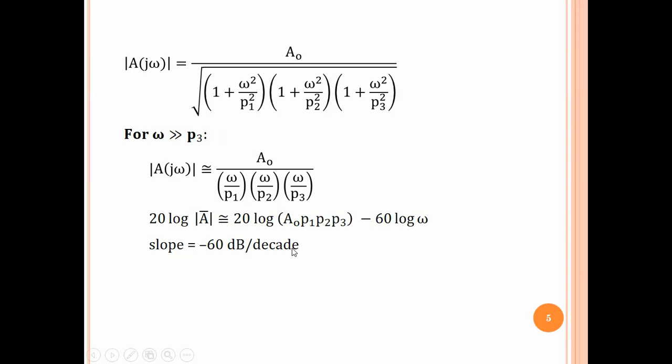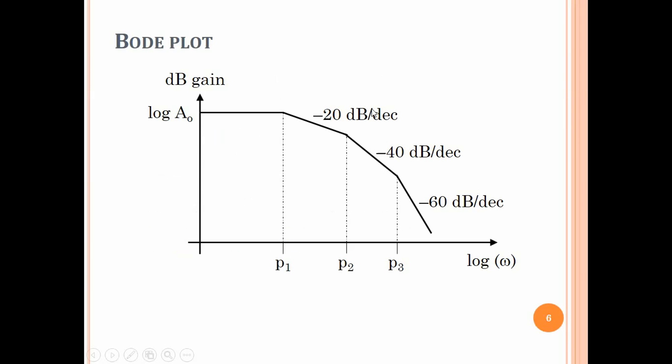So the slope becomes steeper and steeper with increasing frequency for this transfer function. So the Bode plot looks like this: flat for low frequencies, after P1 minus 20 dB per decade, after P2 minus 40, after P3 minus 60. This transfer function is actually very common in high gain amplifier characteristics, but we'll look at these next semester when we'll actually design such amplifiers.